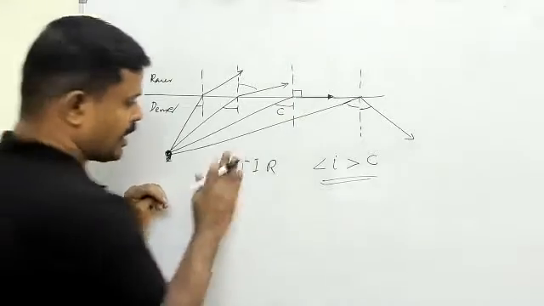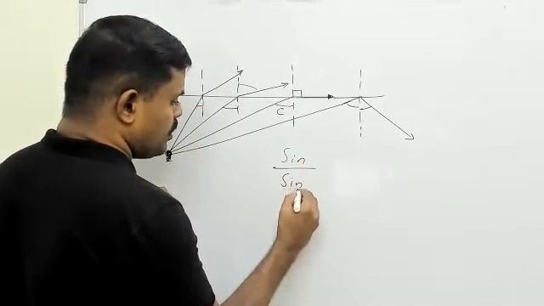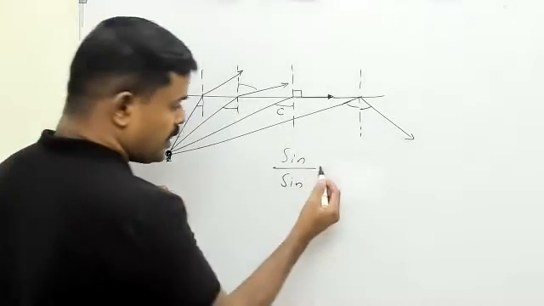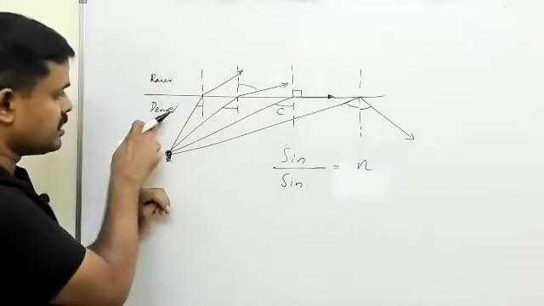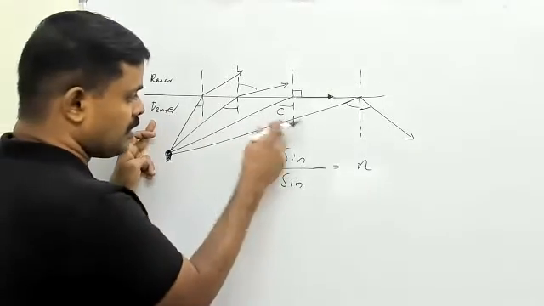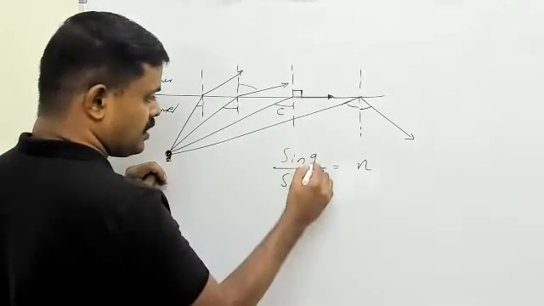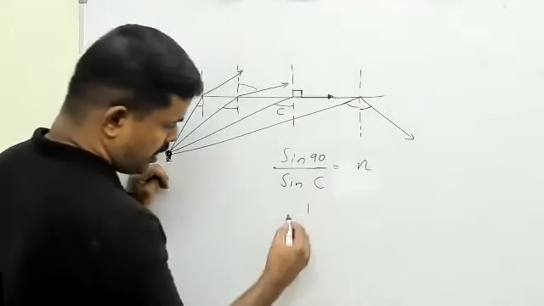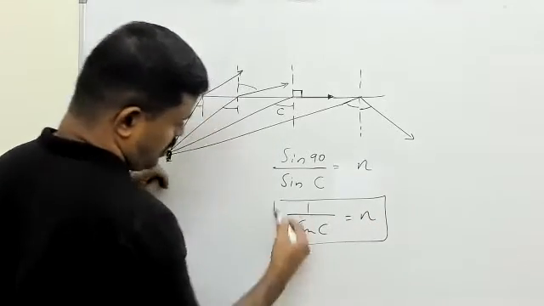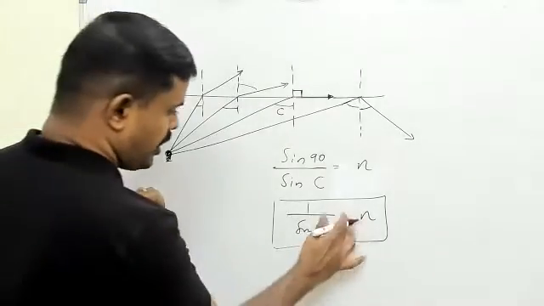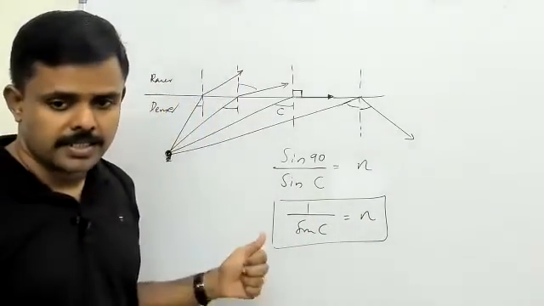So I can just write down Snell's law here. I told you whenever you apply Snell's law, you must write sine by sine. Then what is equal to n? The angle inside the denser medium, this is denser, right? So C should be going on the denominator. The other angle is 90, that should be on the numerator. So what is the relation connecting these? 1 by sine C is equal to n. That is a very important relation.